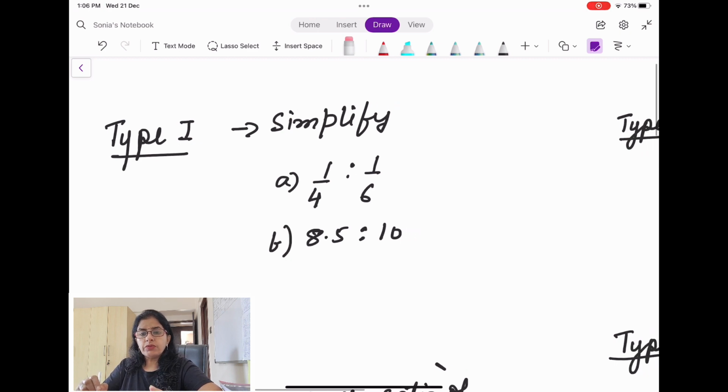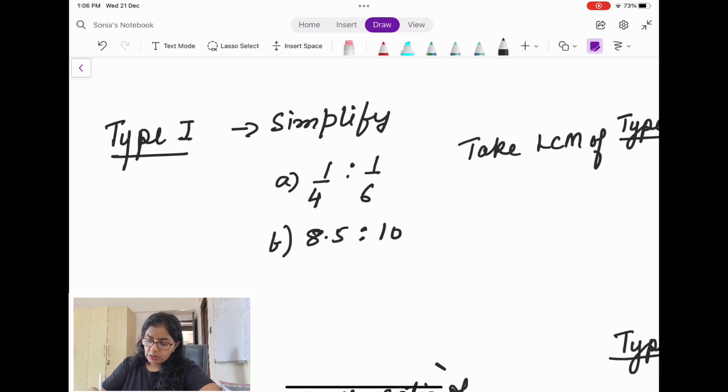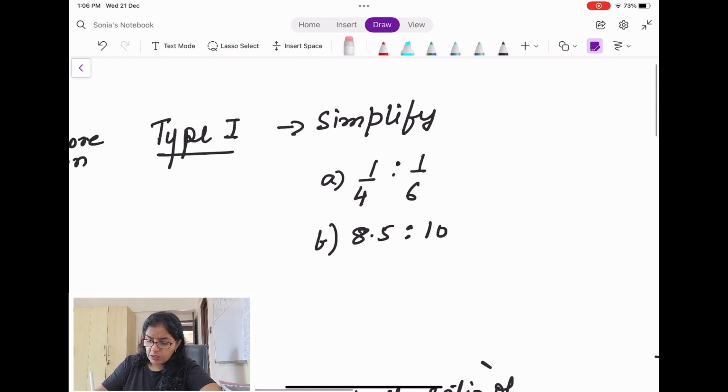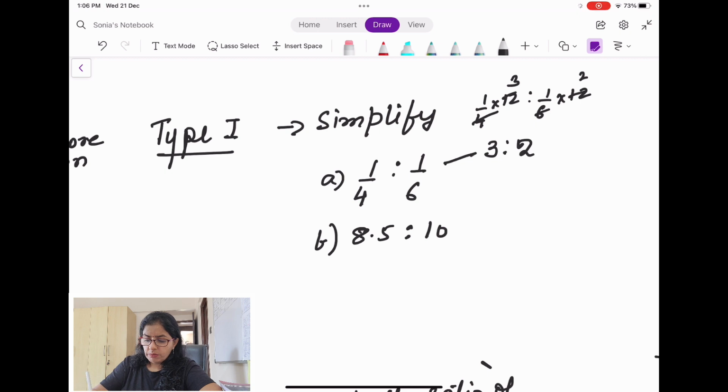We take the LCM of the denominators. Take the LCM of 4 and 6. The LCM is 12. So we multiply both by 12: 1 upon 4 by 12, and 1 upon 6 by 12. When you cancel, this becomes 3, this becomes 2. So the ratio is 3 is to 2. You have simplified this as 3 is to 2.